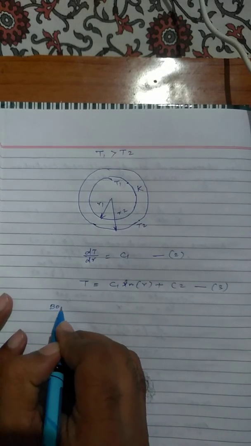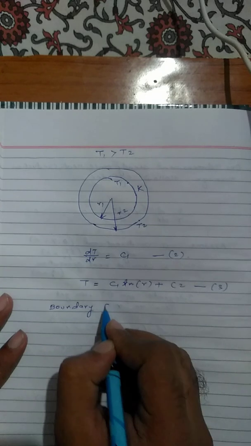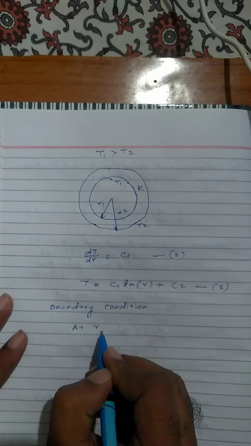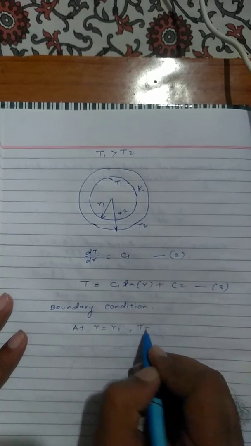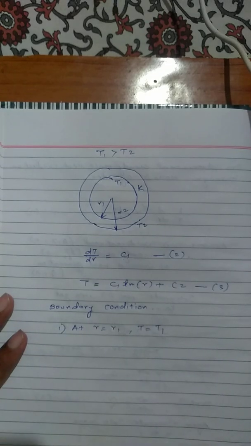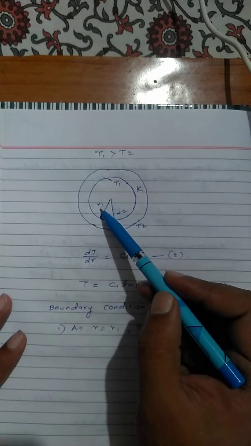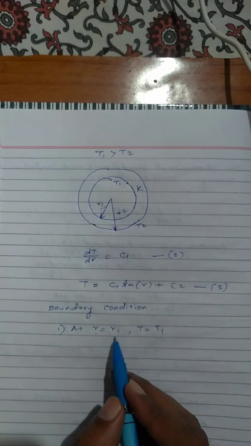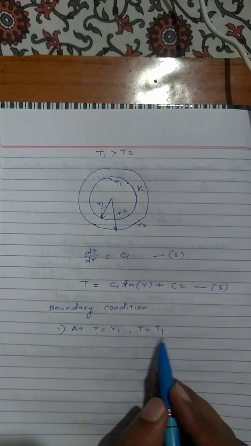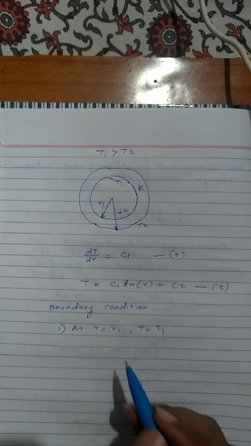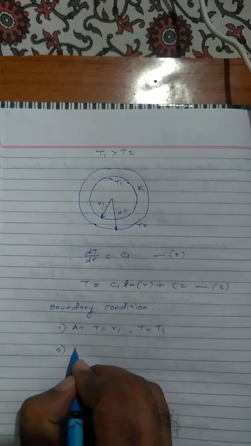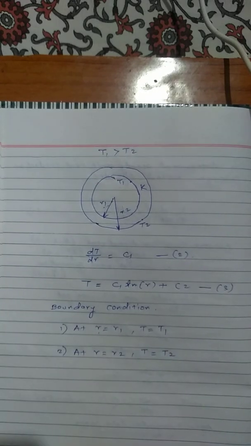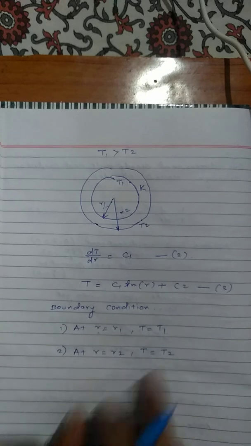Now let us consider the boundary conditions. So what are the boundary conditions in this case? At r equal to r1, T equal to T1, this will be the first boundary condition. You can clearly see when r equal to r1, T will be equal to T1. R is the radius, r1 is the inner radius, and capital T represents the temperature. Second boundary condition, at r equal to r2, T equal to T2.